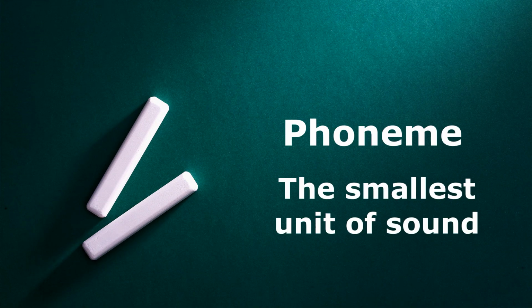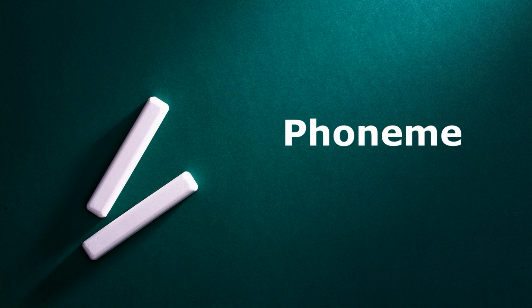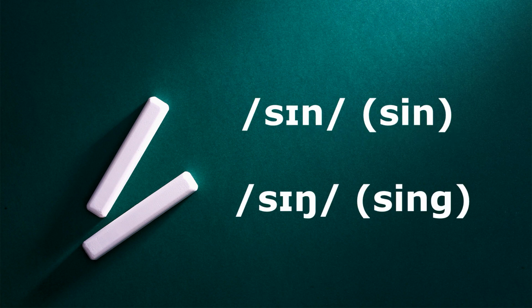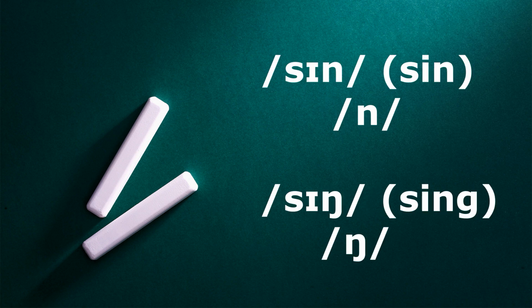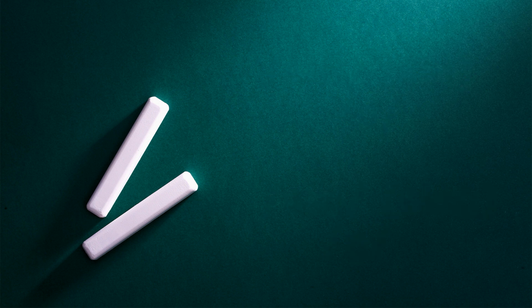A phoneme is a language's smallest unit of sound which we blend together to form words. For example, in most English dialects, the sound patterns /sin/ and /sing/ are two separate words that are distinguished by the substitution of one phoneme, /n/, for another phoneme, /ng/. Two words like this that differ in meaning through the contrast of a single phoneme form a minimal pair.